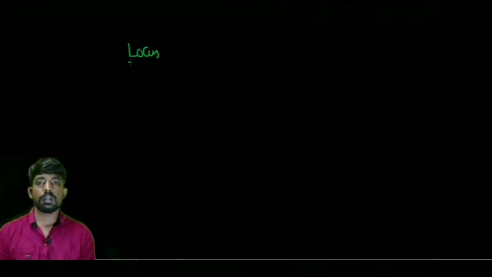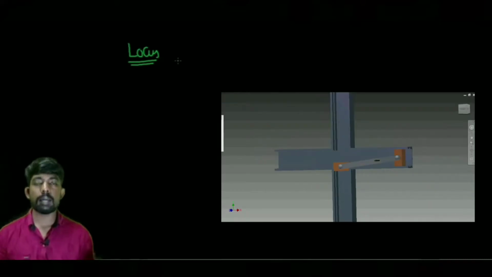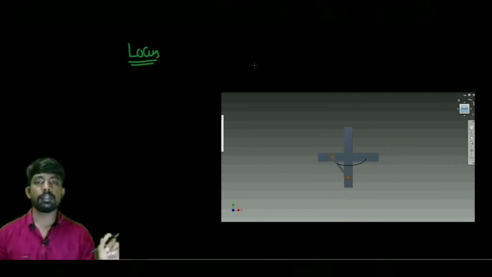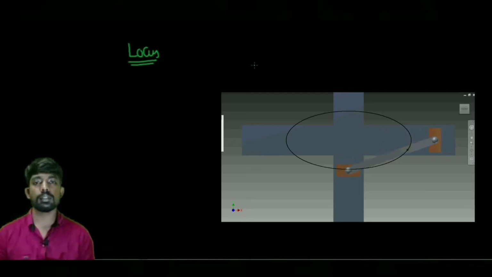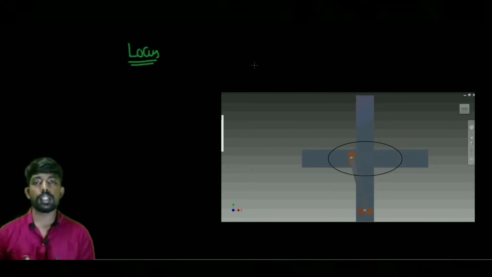Locus. Here locus is nothing but the tracing of a point which gives a geometrical figure. Let's consider a trammel, on which we have an object that slides along the x-axis and y-axis simultaneously. If I consider one point fixed on that and trace it throughout the motion, I get an ellipse. That tracing of a point gives a geometrical figure, which is known as a locus.